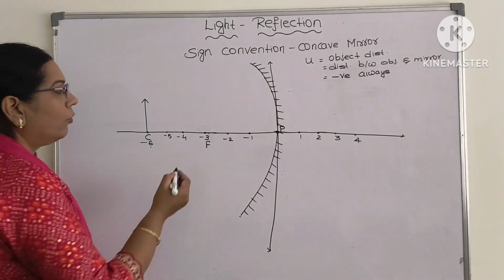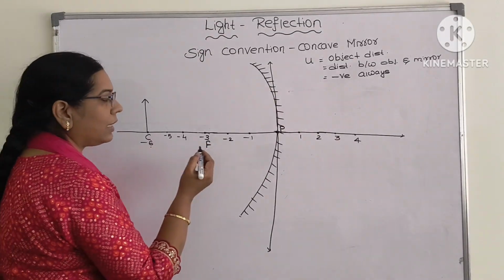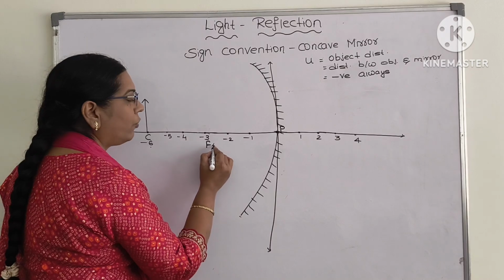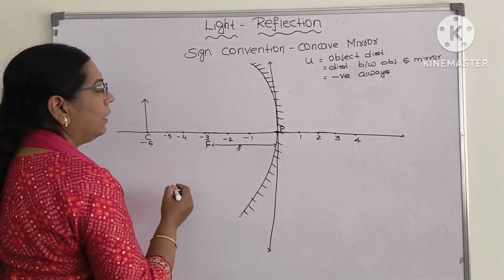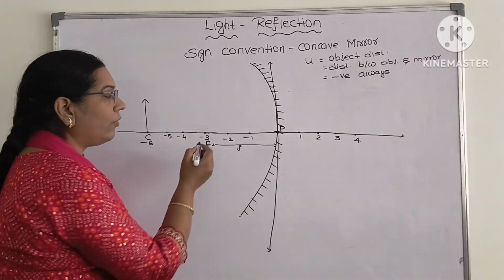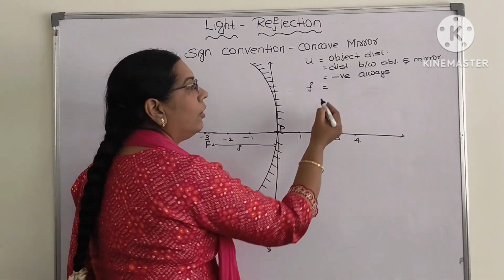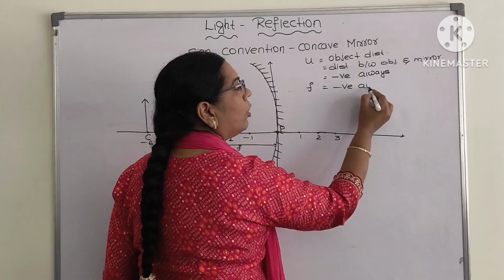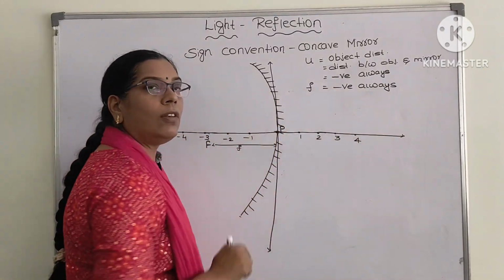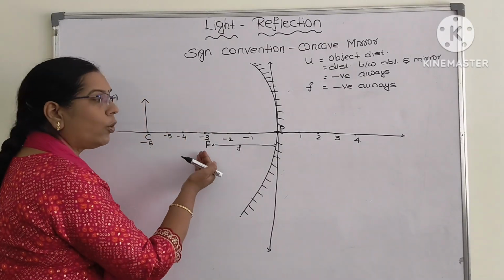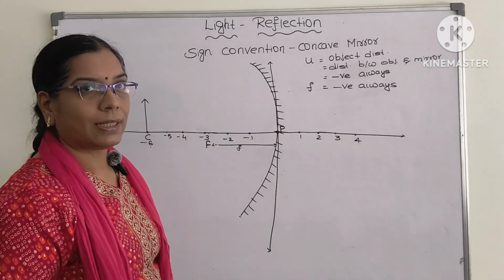Now, focus. This is the focus. How do you define focal length? Focal length is the distance from the focus to the mirror. So from here till here is your focal length, the small f. If the focus is at this point, where is this point? It is on the negative x-axis. So focal length will always be negative for a concave mirror, whatever be the position of the object. Why? Because this focus is in front of the mirror and the focal length is calculated on the negative x-axis.